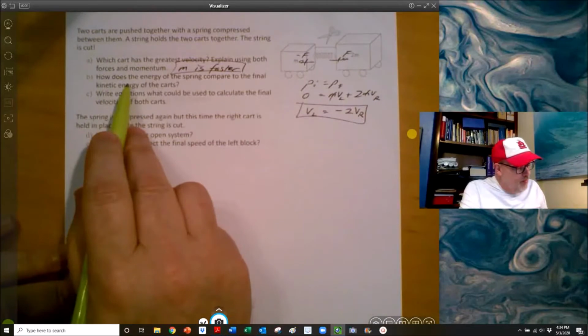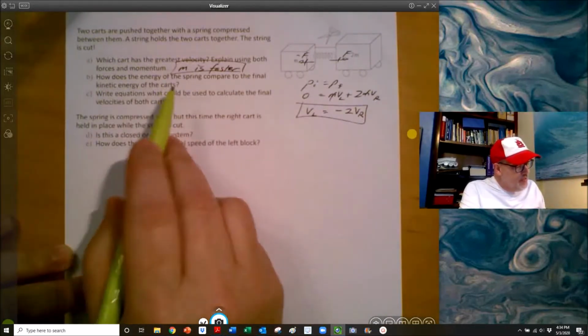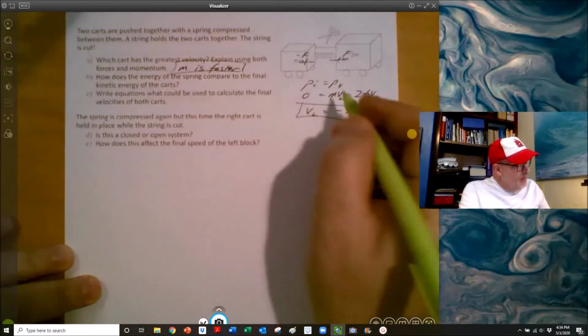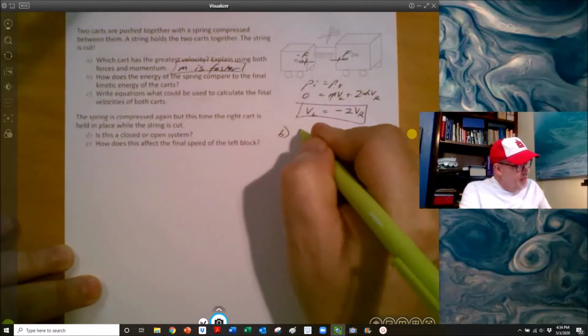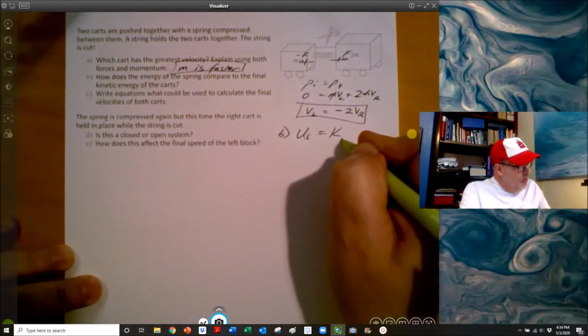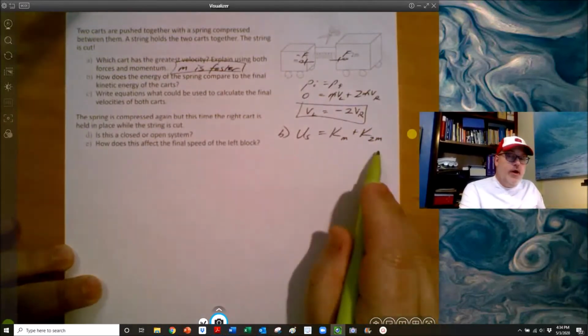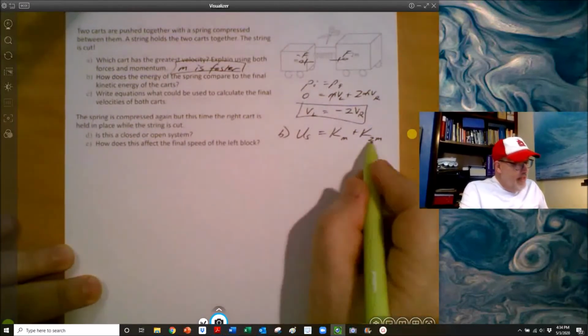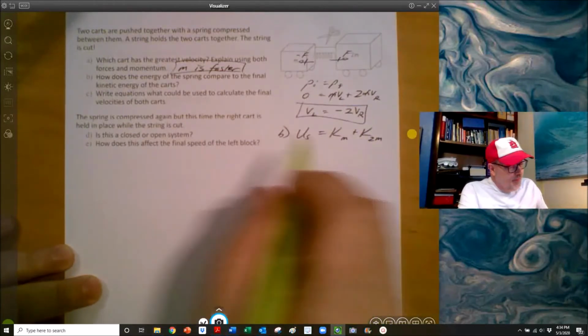Part B, how does the energy of the spring compare to the total energy of the kinetic energy of the carts? Well, that's where they get their energy. So in part B, the spring potential energy turns into the kinetic energy of cart 1 on the left plus cart 2 on the right. So that's where this energy comes from. It's split between the two of them.